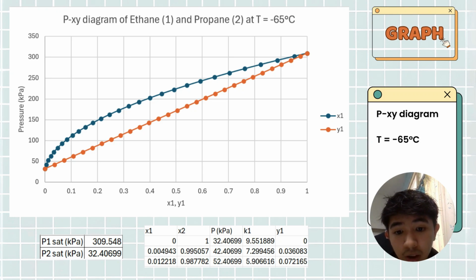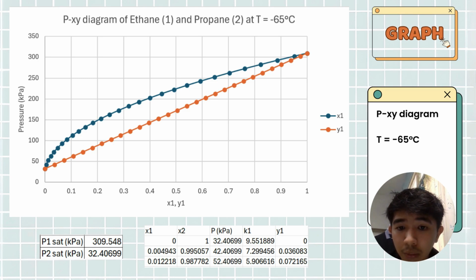Which means the value of x1 is 0, because there is no liquid left at 32.4 pressure at negative 65 Celsius. After that, we have to calculate the value of y1 using the pressure in the table and also the P1 sat and P2 sat values. Then we will use the value of P1 sat and the pressure in the table to calculate the value of K1, with the steps discussed earlier in our calculation section.